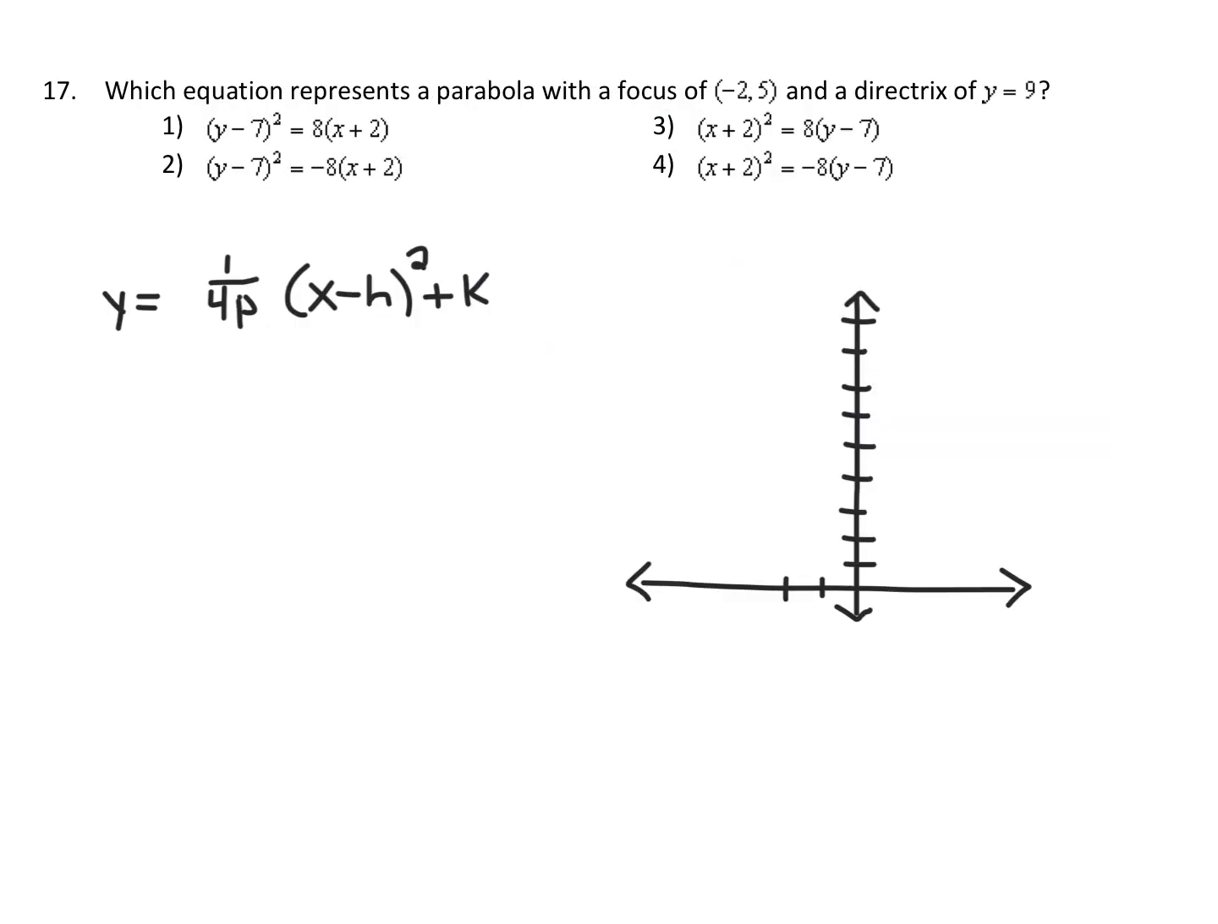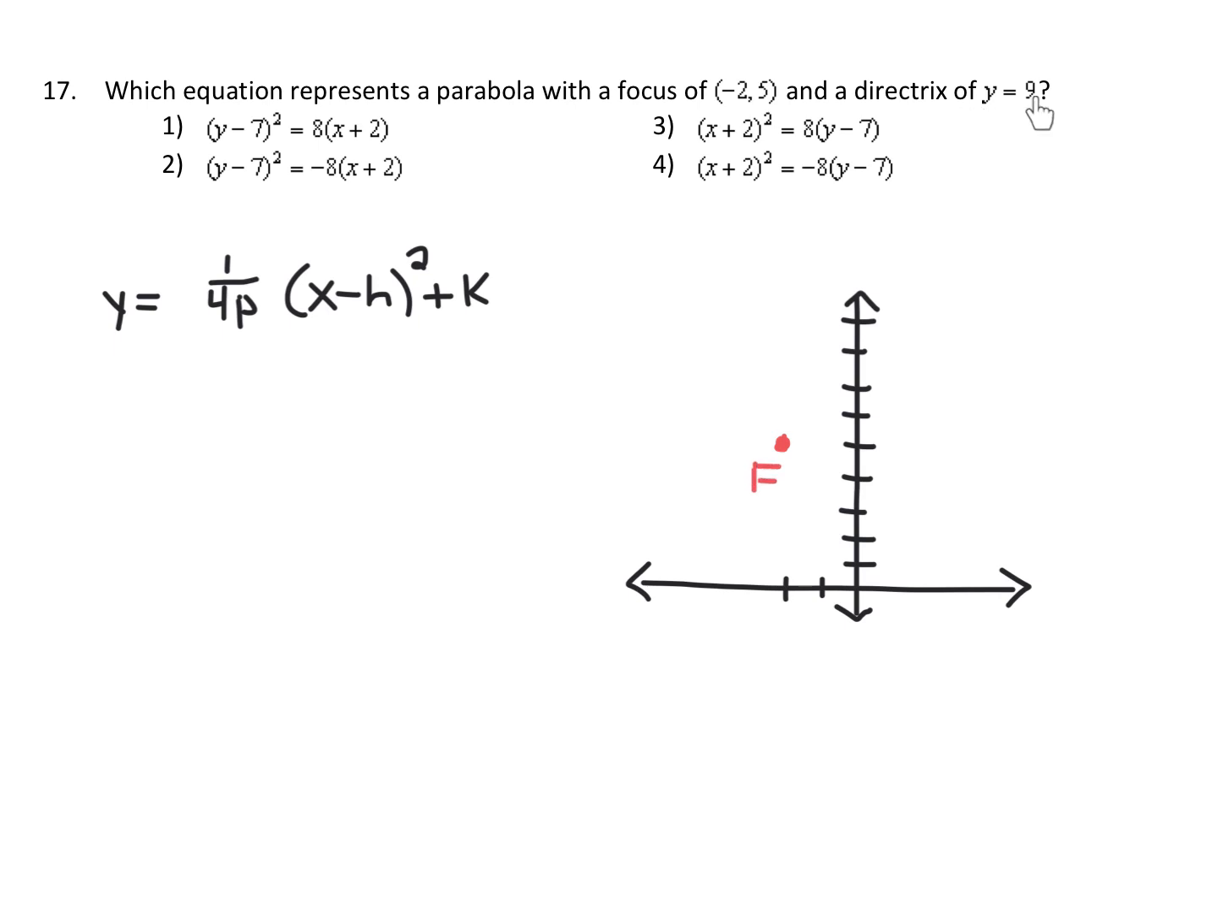Okay, so in number 17, they want to know which equation represents a parabola with this focus and this directrix. Now, this is the general format of a parabola that opens up. And if it opens down, we'll just throw a little negative in front of here. All right, so we have a focus at (negative 2, 5). So let's plot that. I'm going to go back 2 and up 1, 2, 3, 4, 5, and we're going to put a point right there. Okay, so that is our focus. I'm just going to label that F.